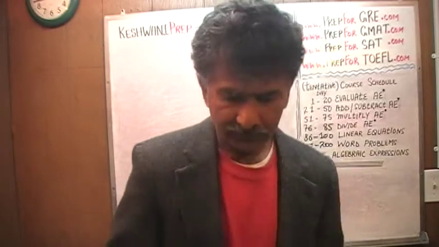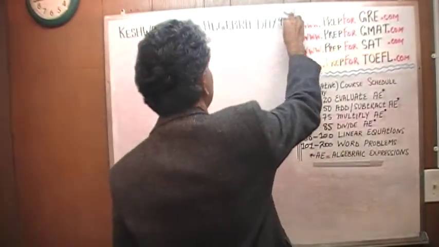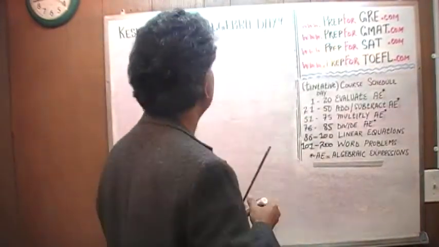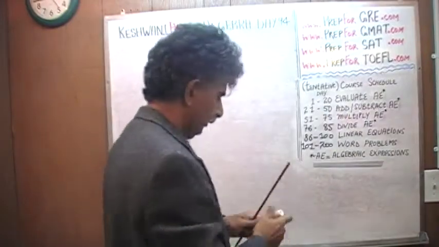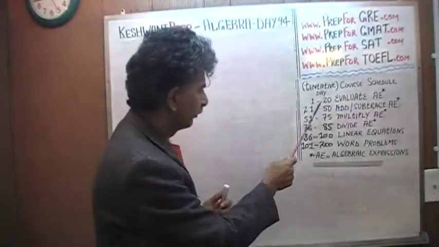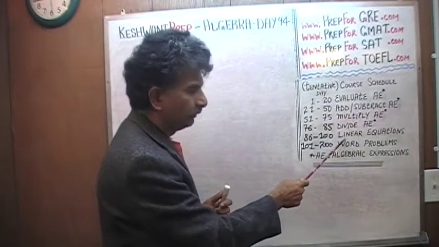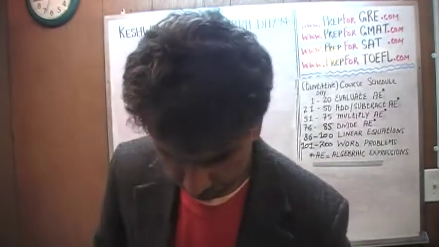We are here because we want to learn algebra. Today is our lesson number 94. We are in the process of learning, here's the course schedule, lessons 86 through 100. We are in the process of learning how to solve linear equations. Let's see what we have for today.